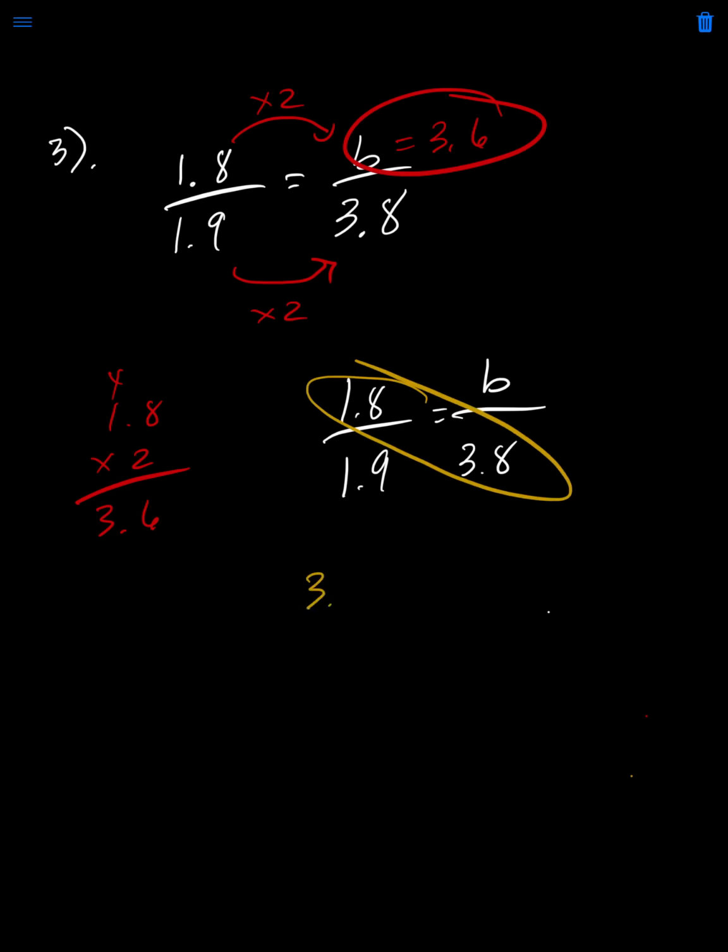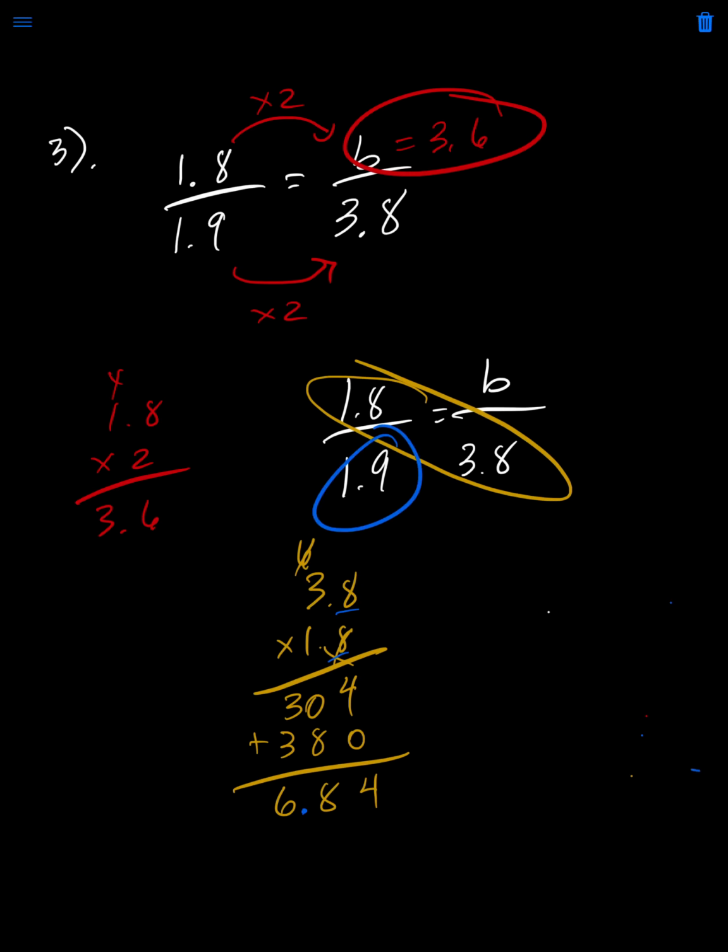1.8 divided by 1.9 equals b divided by 3.8. So I'm going to go ahead and cross multiply. 3.8 times 1.8. 8 times 8 is 64, carry the 6. That's 30. 24 plus 6 is 30. Cross it out. 1 times 3.8 is 3.8. Add everything up. Is that right? Okay, yeah, that's right.